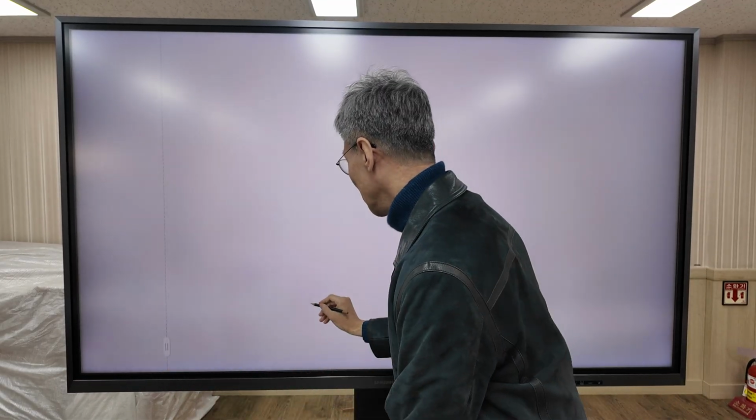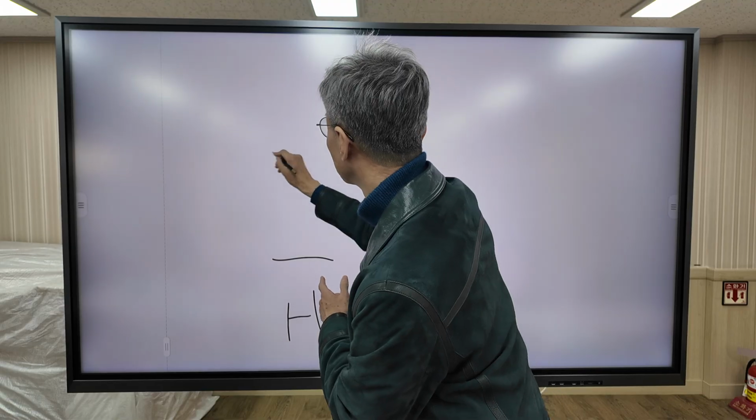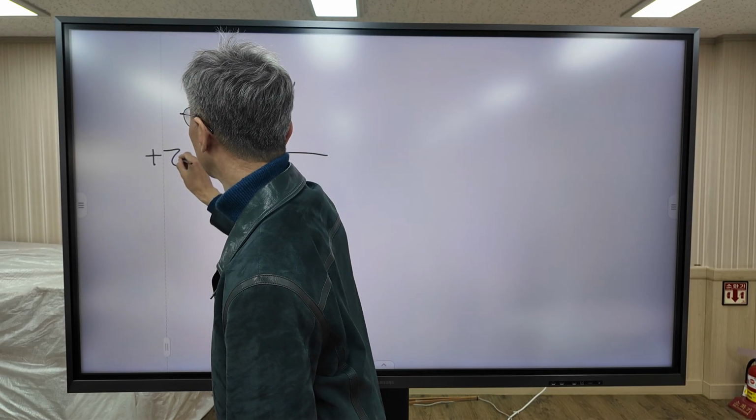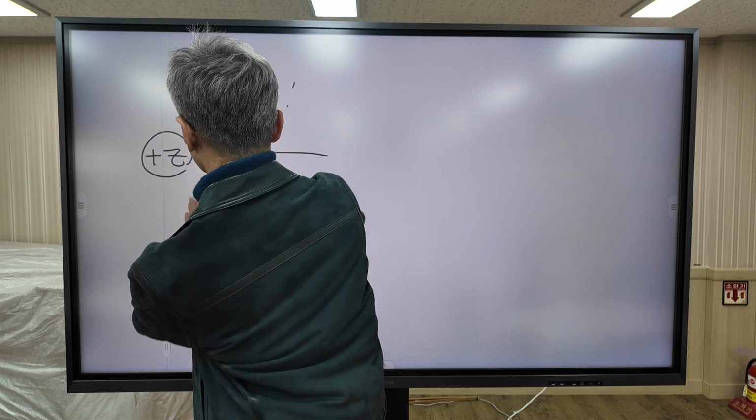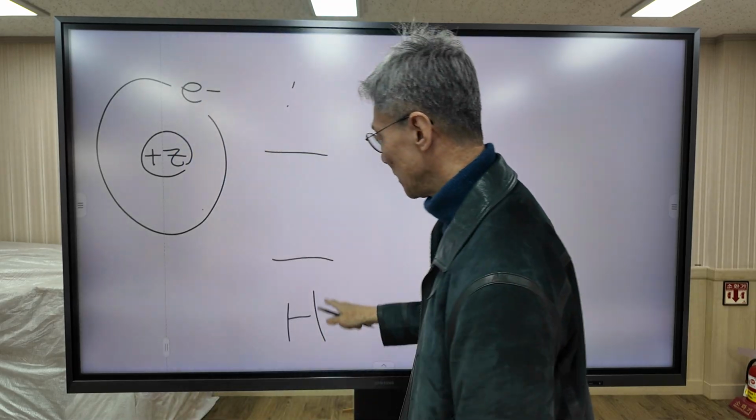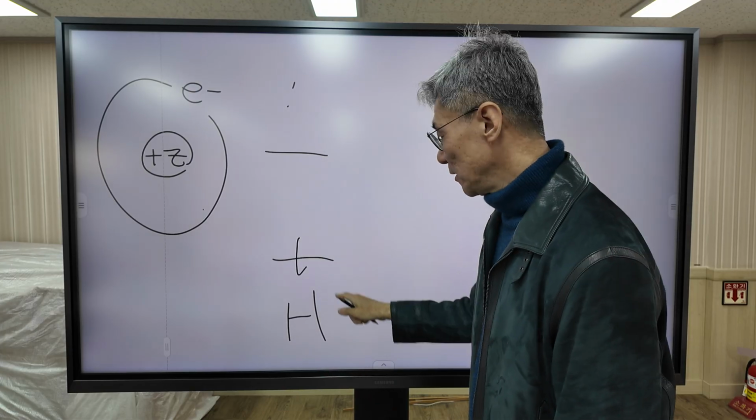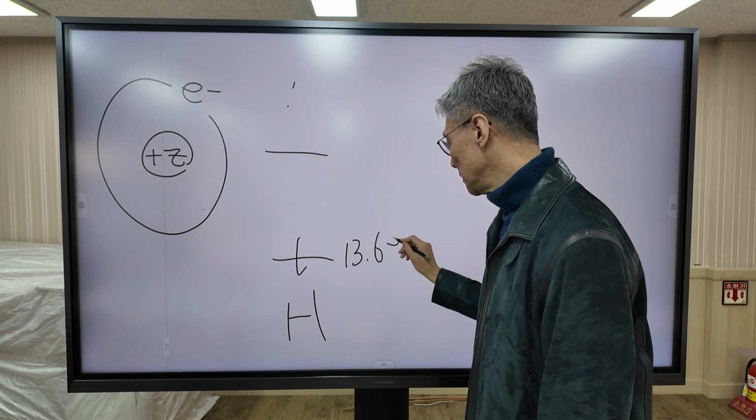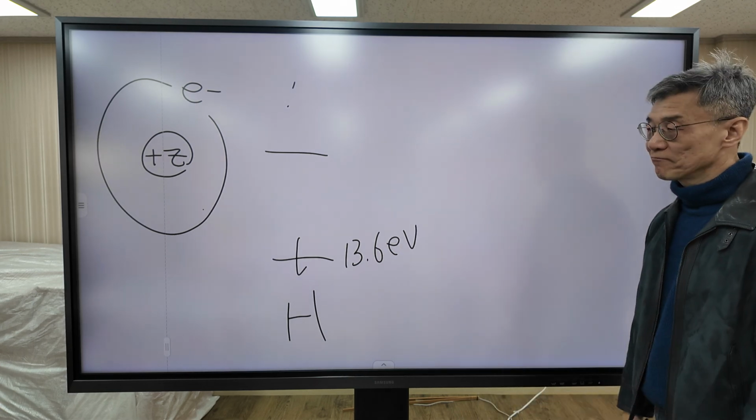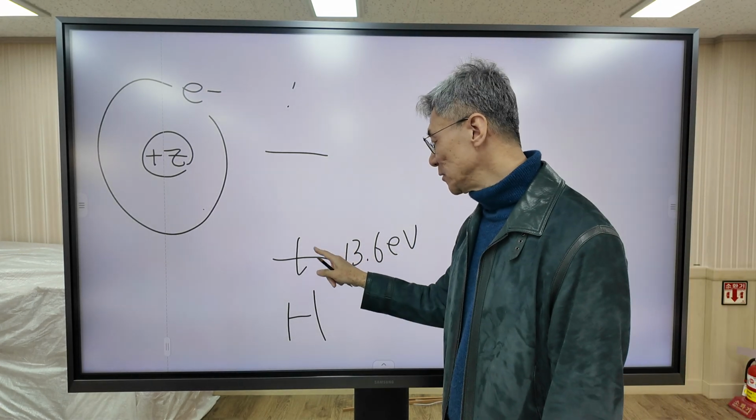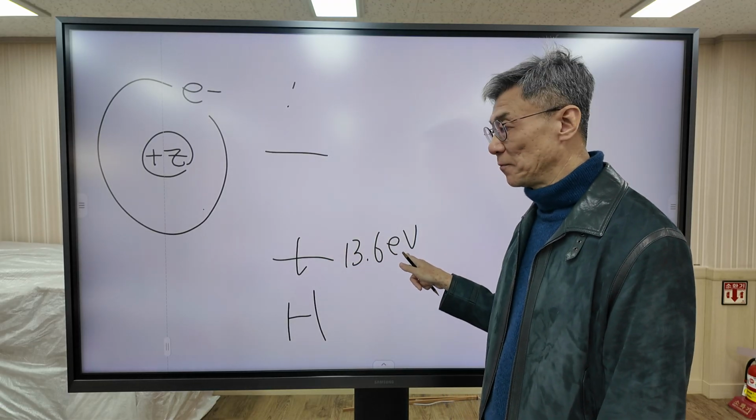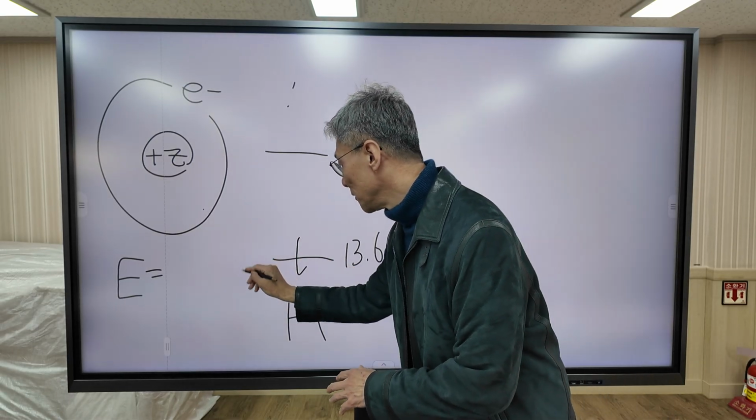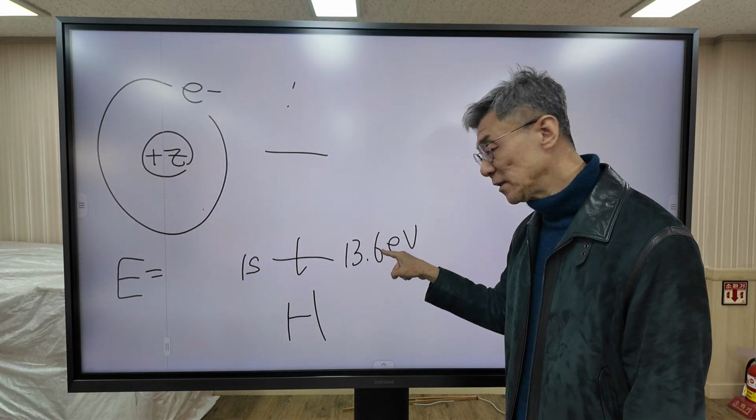Now, this is an atomic orbital. An atom consists of a nucleus and electrons. Now, consider an electron in the 1s orbital. Do you remember the orbital energy of the 1s orbital? It is equal to 13.6 electron volts. Now, what energy is included in these 13.6 electron volts?